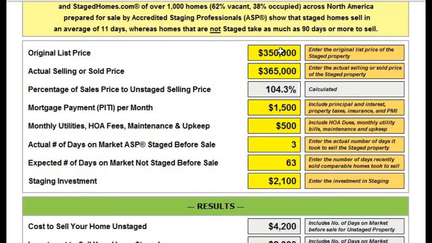Let's now presume that we are in more of a normal market. In this case, this house will sell for the asking price, which is $350,000. So you can see the house sold for 100% of asking price. Monthly mortgage payment remained at $1,500. Monthly utilities remained at $500. But let's say it took a little bit longer to sell this house. Let's say it actually sold in 17 days, whereas in a normal market, you're somewhere between 120 and 180 days. Let's use 150 for this scenario.